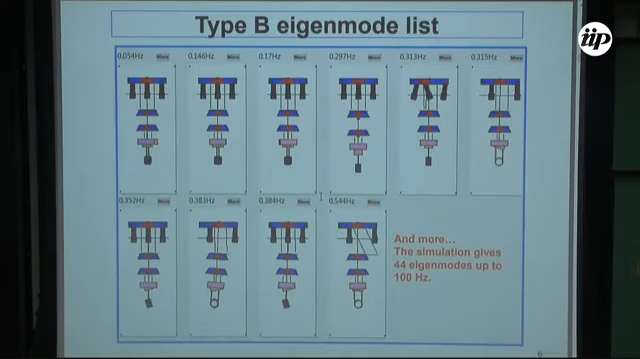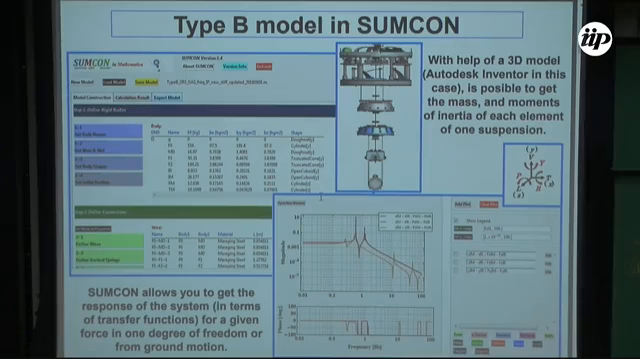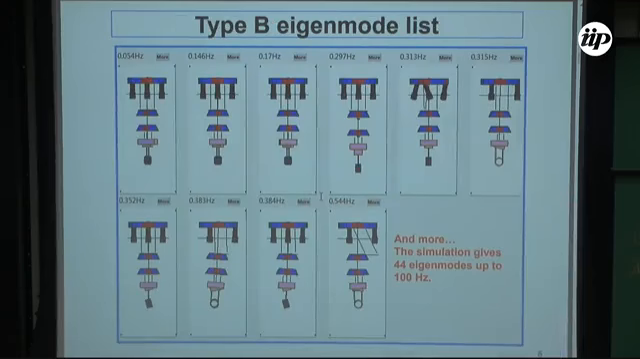So once we have all of this, we can construct the model, and we will have a calculation result. From those calculation results, we can get this window, and also we can get something with the eigenmodes. So we will have a list of eigenmodes, and it will show us how the suspension moves and at which frequency. So within at least 100 hertz, the suspension shows 44 eigenmodes.